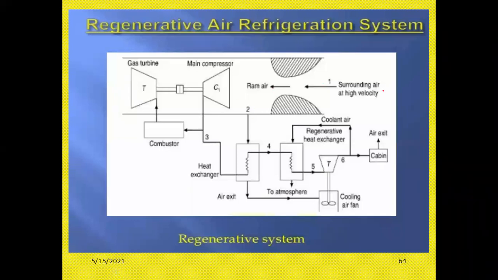The air is coming from the surrounding air at high velocity and it is passing into the ram air. So from here, through the gas turbine main compressor, it is passing into the heat exchanger process, and one is passing into the second heat exchanger and the other one exits as exhaust here. The other one is the regenerative heat exchanger and is going to the cabin. So this is the regenerative type of cooling system.